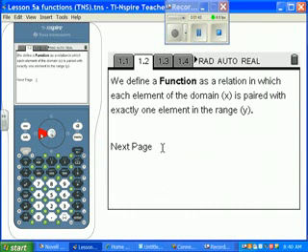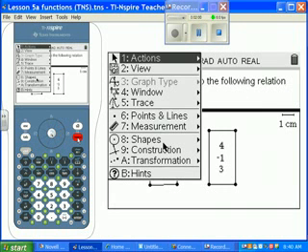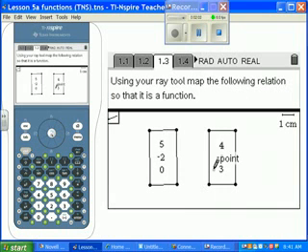So if you don't remember, let's go back a page. That each element of the domain x is paired with exactly one element of the range y. So it's domain, range. Okay, so I want you to use your ray tool to put them in there and see if you can make a function. So what you do is you click next to the number, you drag over to the other number, and it should make a ray.